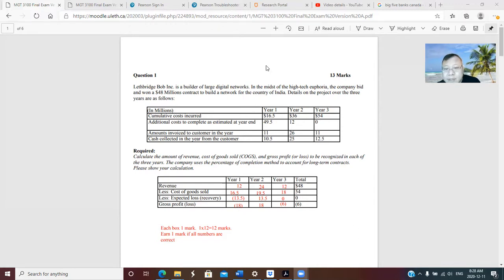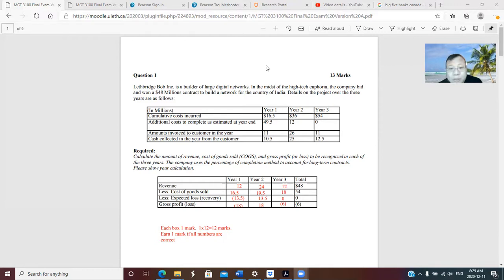Okay, and so 16.5 for the first year, and then additional cost to complete. Of course, this would be based on estimates as estimated at year end. So this is going to be 49.5 for the first year. I'm just writing down everything on paper. So amount invoiced to customer in that year.